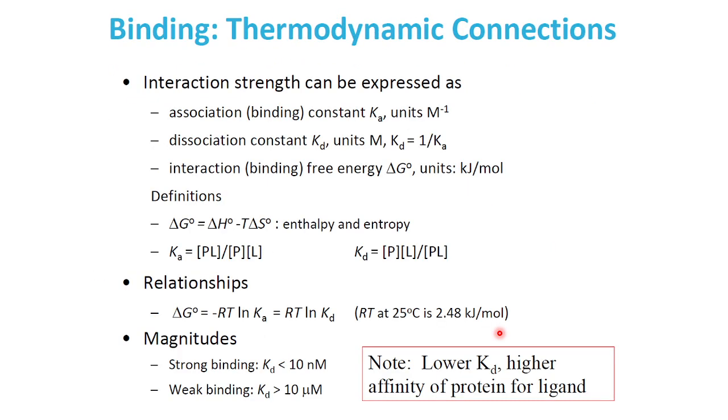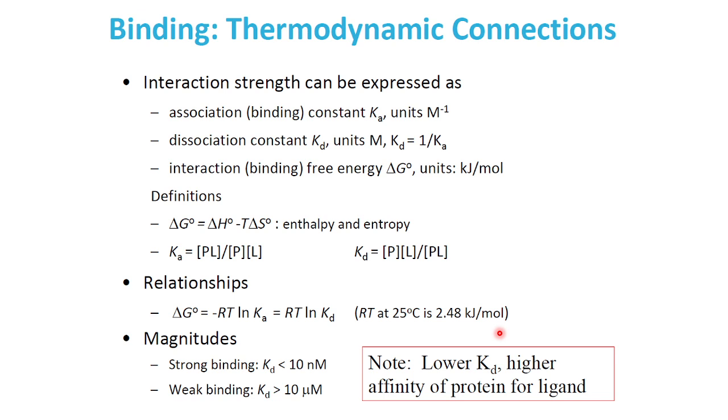Now coming to the thermodynamics behind the binding process. The interaction strength can be expressed as your association constant, which is your binding constant, having the units of molar inverse, whereas your dissociation constant has a unit of molar.